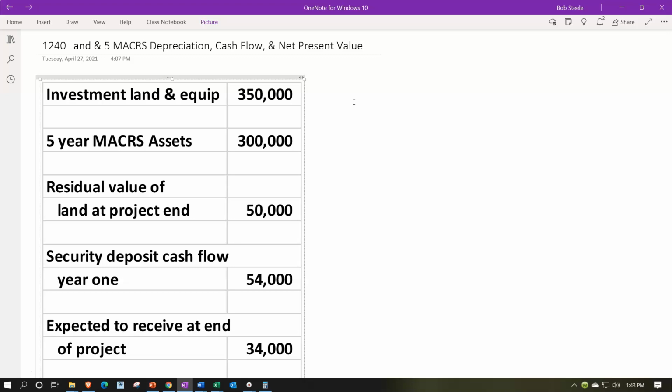Remember, we're talking about tax depreciation because we're really concerned from a cash basis perspective with what the tax impact would be. So we're saying of the $350,000 we put down, $300,000 of it is for a 5-year MACRS type of asset, meaning we're going to use that 5-year MACRS depreciation schedule. That's going to be the tax depreciation that we will assume to be using here.